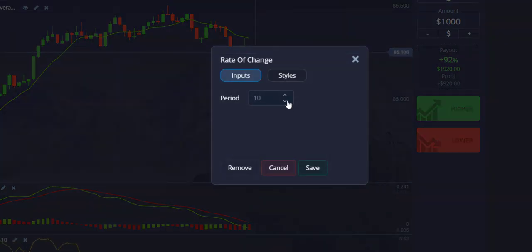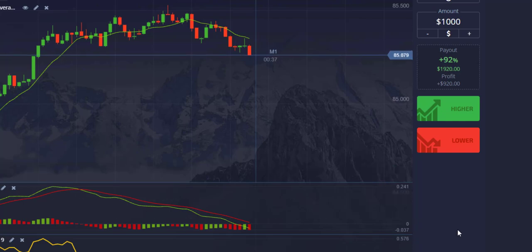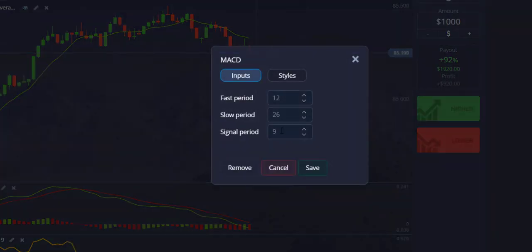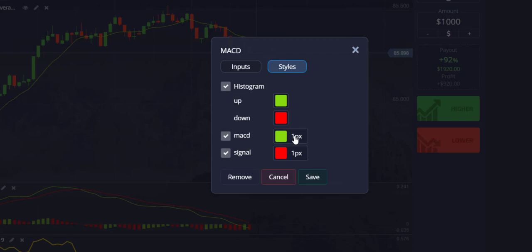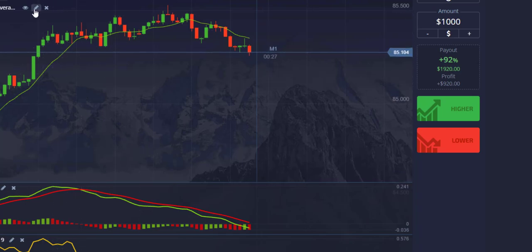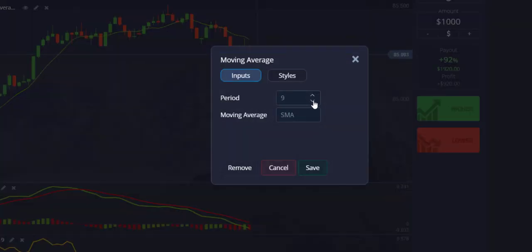Rate of change settings, we choose 9 and 2 pixels. For the MACD setting we select only 2 pixels. Moving average settings, select 7 and EMA, and select 2 pixels.